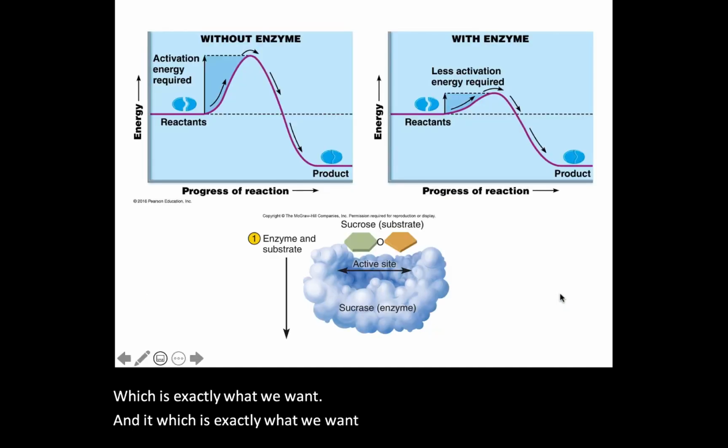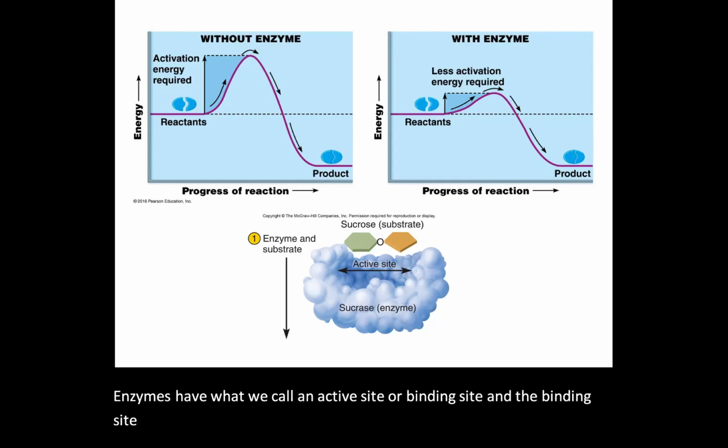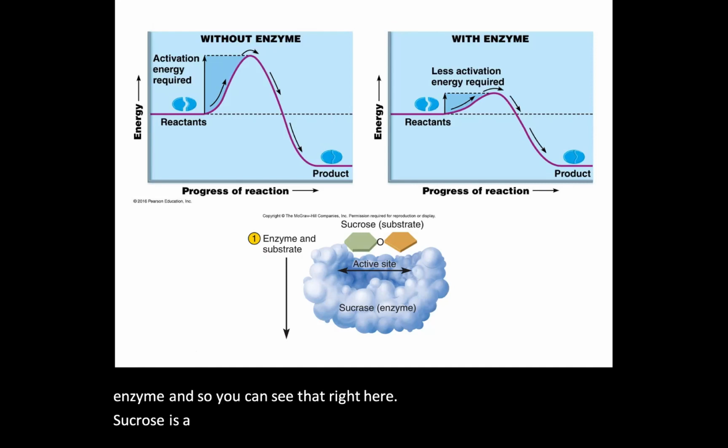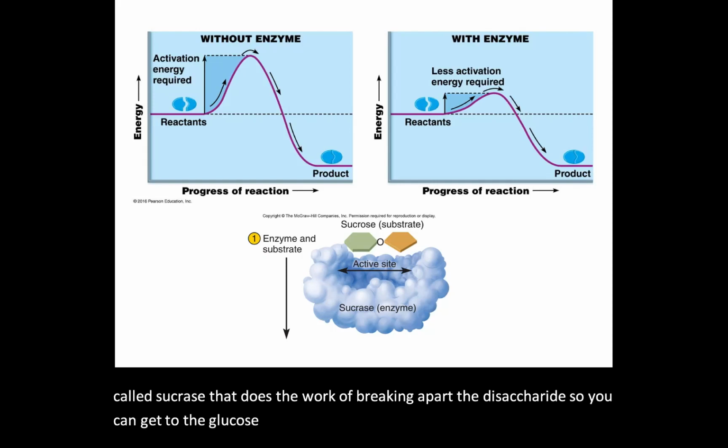Now, how does all of this tie in together? Well, enzymes have what we call an active site, or a binding site. And the binding site or the active site is specific for a substrate, the thing that will bind into the enzyme. And so you can see that right here. Sucrose is a sugar. You should now know that that is a disaccharide. And there is an enzyme called sucrase that does the work of breaking apart the disaccharide so you can get to the glucose more easily.